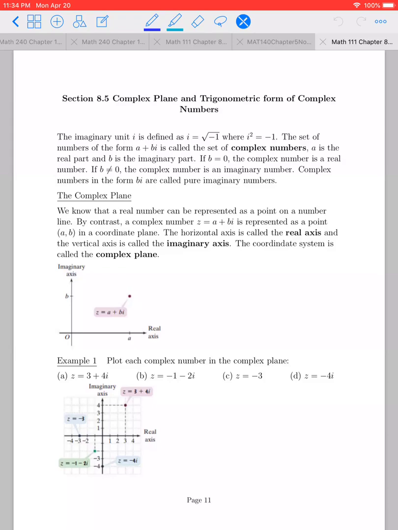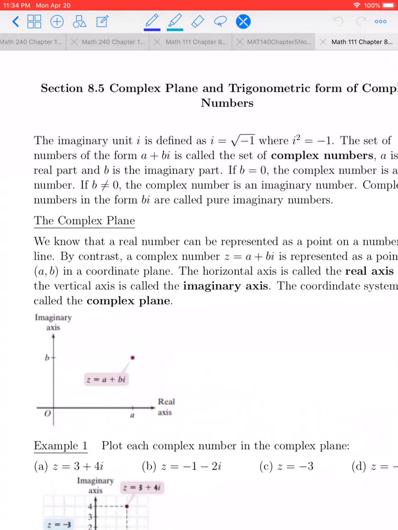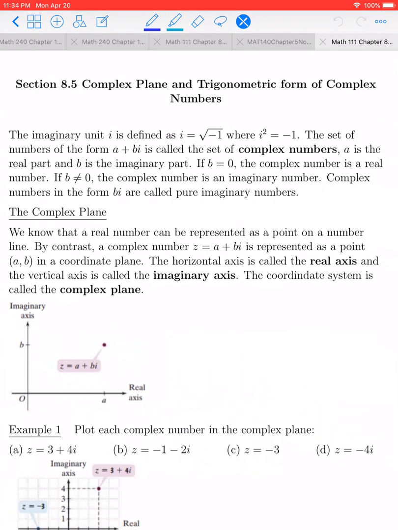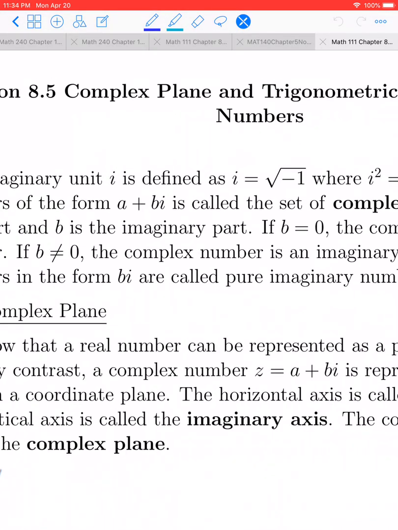In section 8.5, we're going to look at the complex plane and the trigonometric form of a complex number. Some of you might have been introduced to complex numbers; we cover them in Math 102 here at the college. The imaginary unit i is defined as i equals the square root of negative 1, where i squared equals negative 1. The set of numbers of the form a plus bi is called the set of complex numbers.